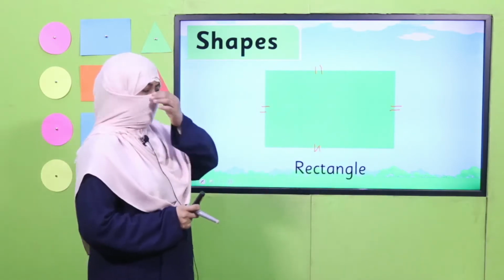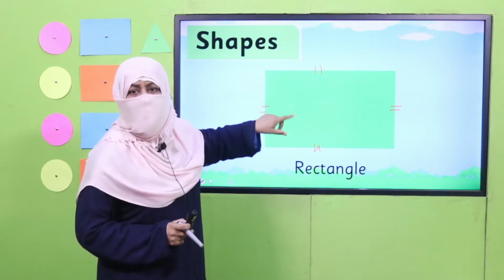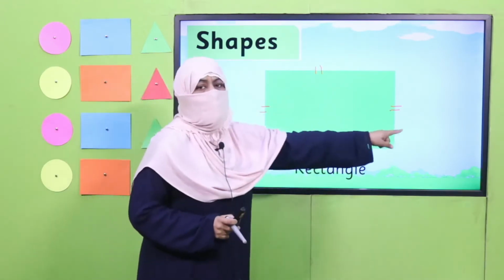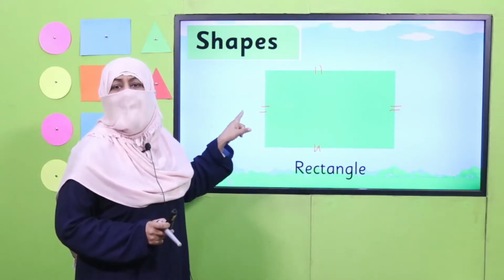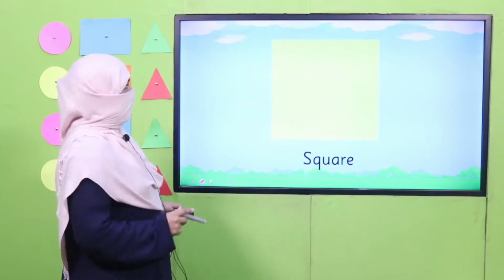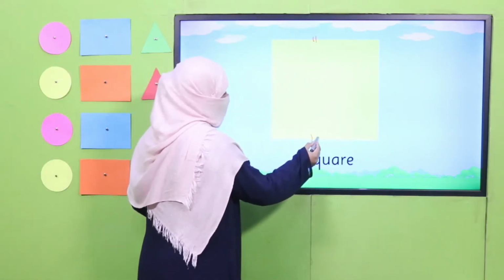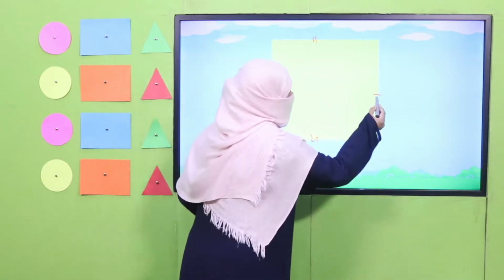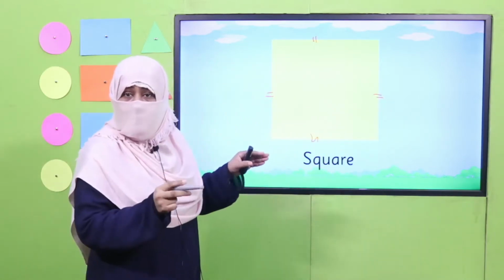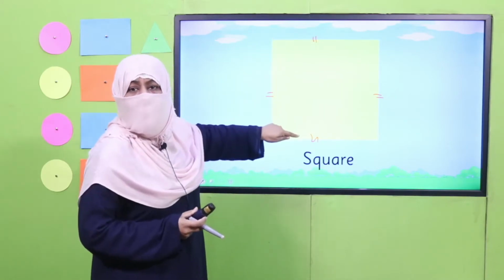So how do we define rectangle? Two opposite sides are equal in length and parallel, and these two opposite sides are equal and parallel. This is a rectangle. A square has four equal sides. All four sides are equal in length, and again opposite sides are parallel to each other.